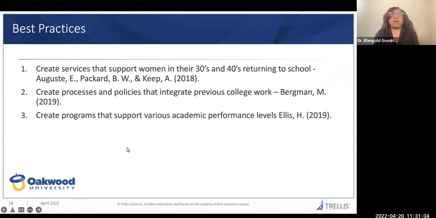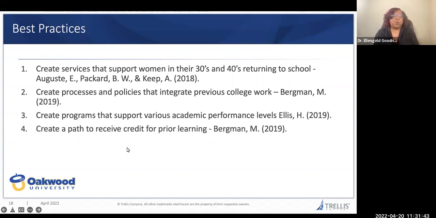Also, creating programs that support academic performance at different levels, in that you have learners who have not been in the classroom, virtually or otherwise, in years, right? So you want to make sure there's scaffolding in place for these learners, so that someone who is a high performer is still challenged, as well as someone who has forgotten, okay, do I capitalize states, days of the week? All of those kinds of things.